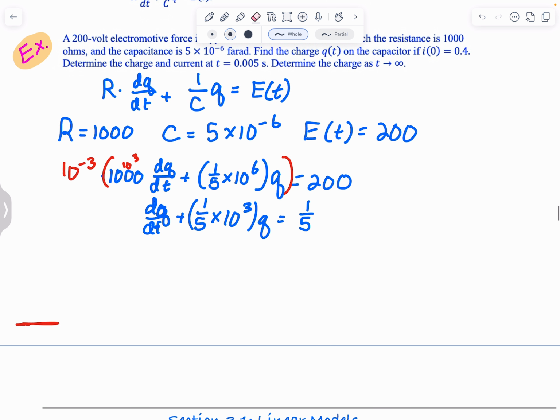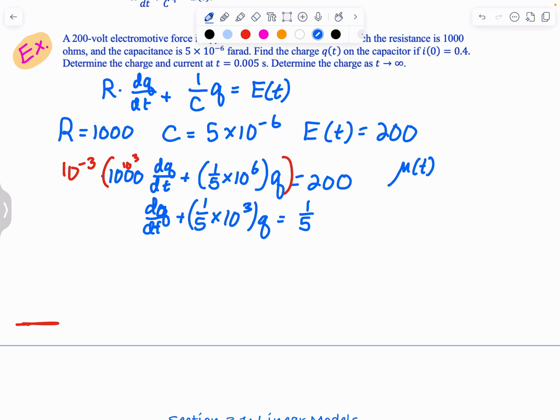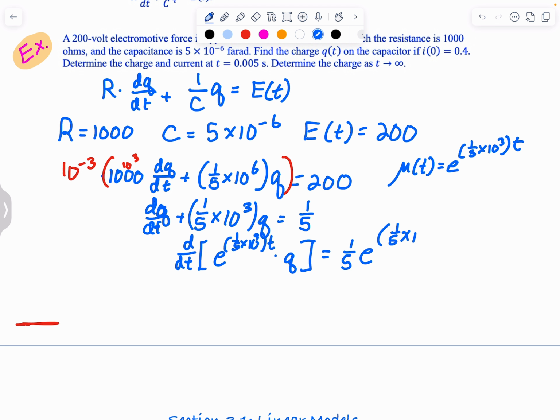Now I can come up with mu and do that up here. We're going to run out of room. So mu of t is e, and then it's just going to be that thing, 1/5 times 10 to the third. That's a constant times t. Right? So knowing my first order linear, d dt is going to be whatever mu was times q. And then don't forget, we got to multiply this side also by mu. Okay, so we're there.